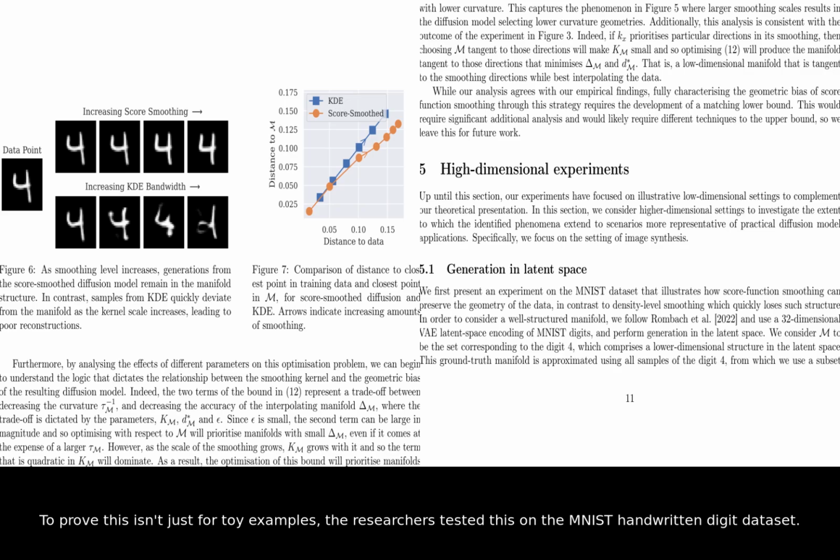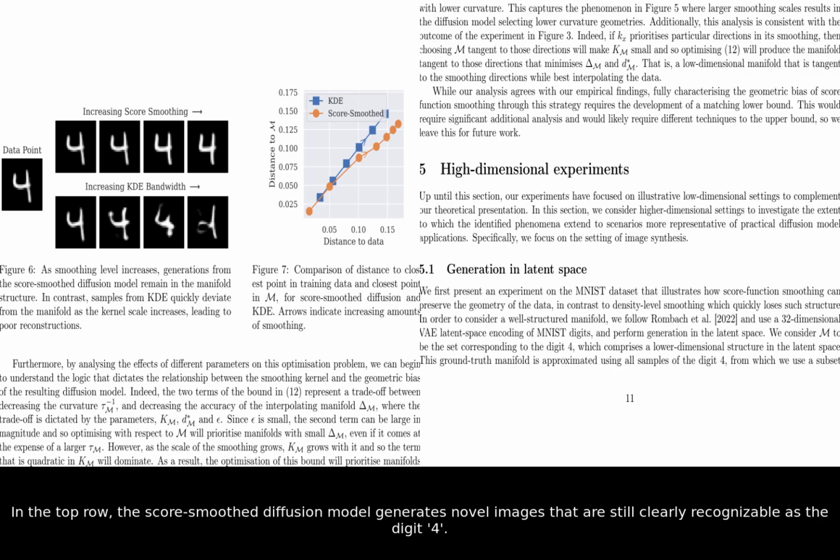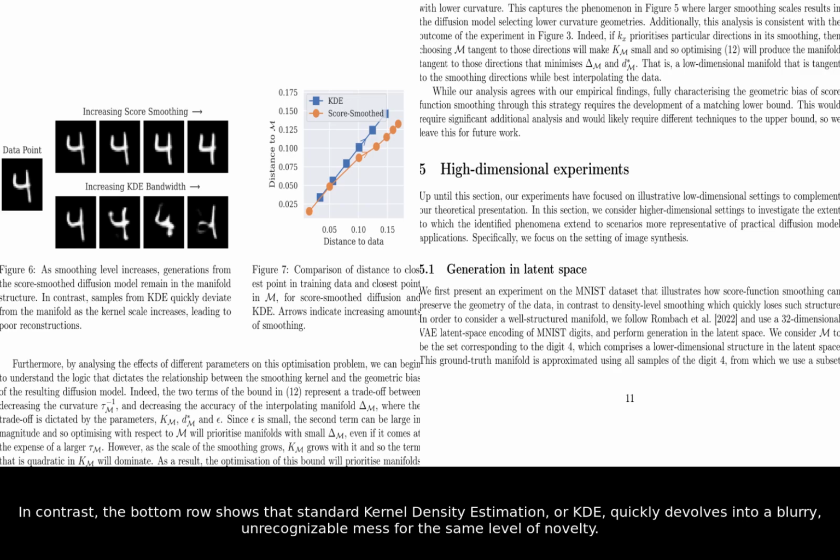To prove this isn't just for toy examples, the researchers tested this on the NIST handwritten digit dataset. In the top row, the score-smooth diffusion model generates novel images that are still clearly recognizable as the digit 4. In contrast, the bottom row shows that standard kernel density estimation, or KDE, quickly devolves into a blurry, unrecognizable mess for the same level of novelty.